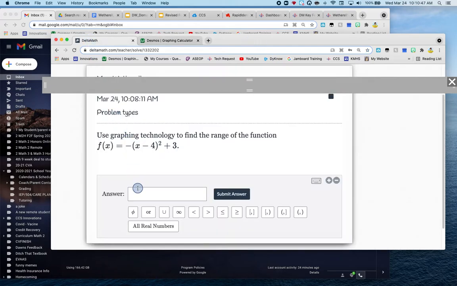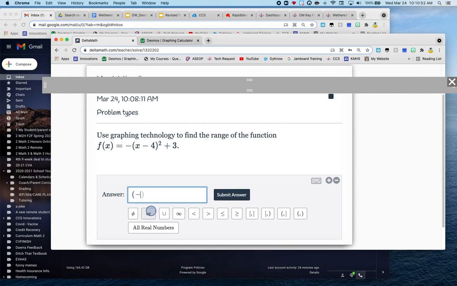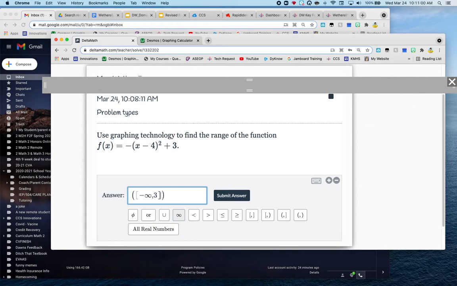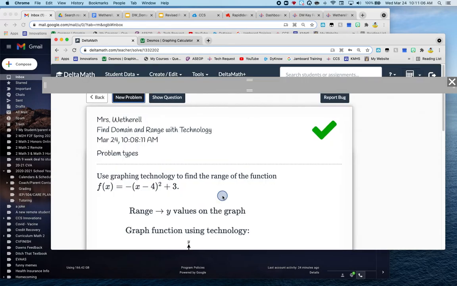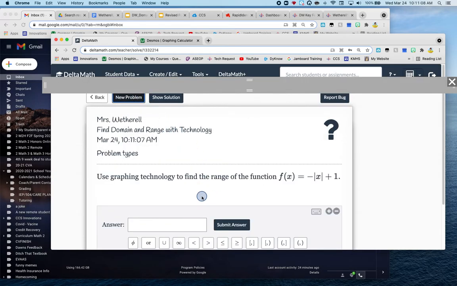So when typing that in, remember parentheses for negative infinity, and I have to type the negative symbol here before I choose infinity, comma, a 3, that's a line, so I'm going to put a brace, and I can use my arrow key over it and get rid of any extra symbols that are there. And that's what you do there. So let me see if I can find a domain one really quick.